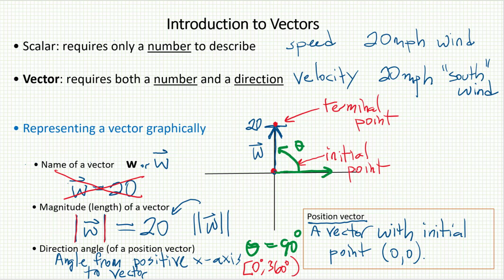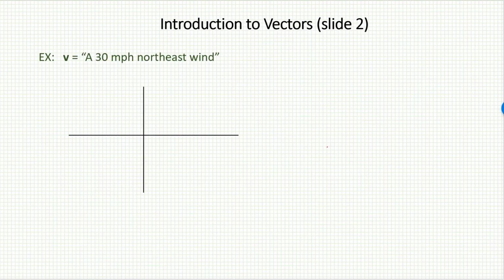Let's consider one other example. Here's vector V. I know it's a vector because I can see that V is in boldface. Vector V is a 30 mile per hour northeast wind. Here's north, here's east. This means a wind coming from the northeast. If I want to start it at 0, 0, that means I would be drawing it here. Northeast wind means it's heading toward the southwest.